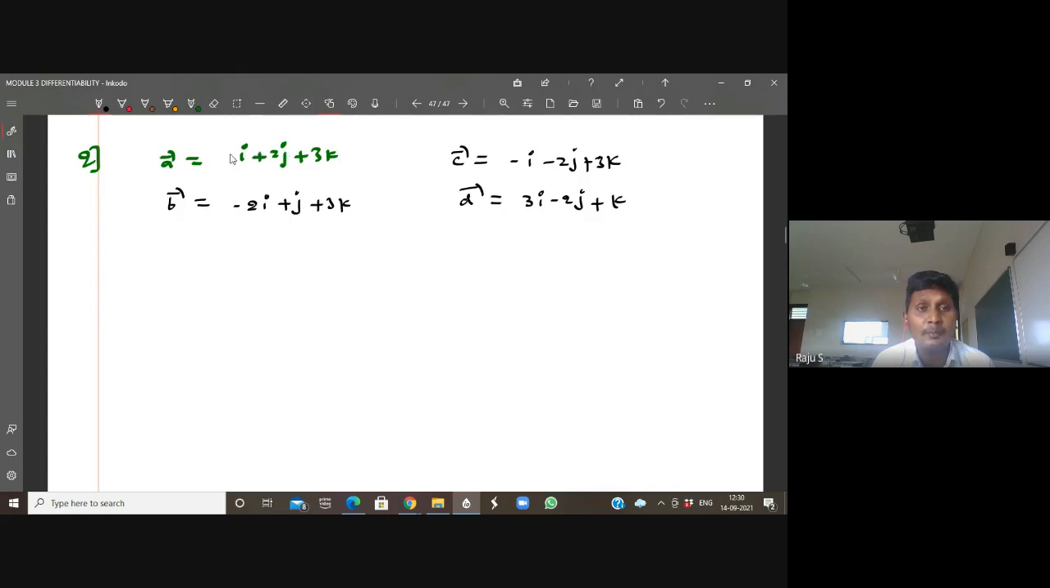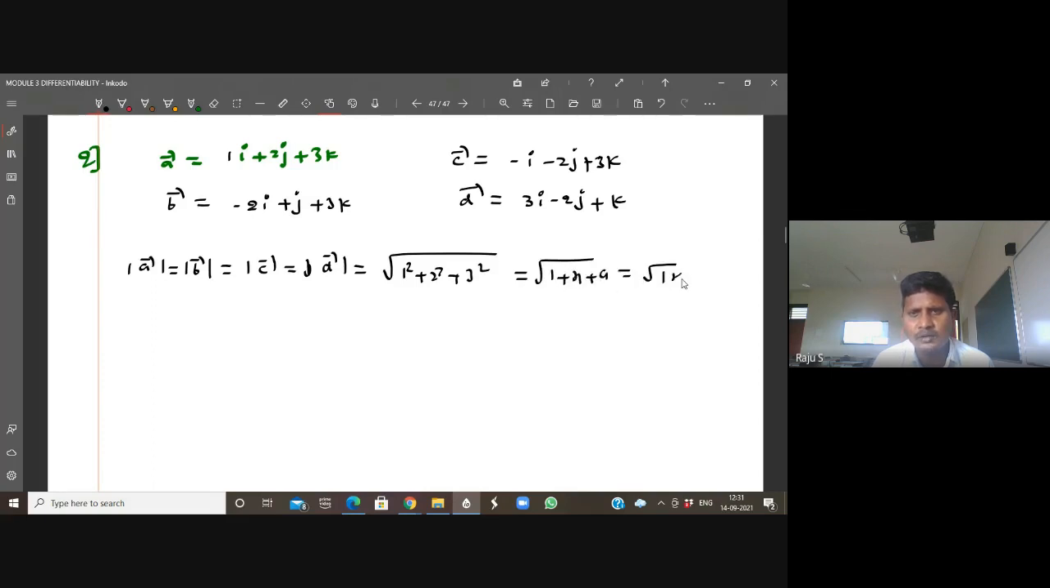But see here, you should repeat 1, 2, 3. I'm interchanging the coefficients of i, j, k, and changing the sign alone. Instead of that, you should not take any other value. I'm taking minus 1, 2, 3 also, so 1, 2, 3 only is repeating with different signs. Whichever vector you take, the magnitude of B, C and D in all cases gives only one value: 1 square plus 2 square plus 3 square, which is 1 plus 4 plus 9, equal to root 14.